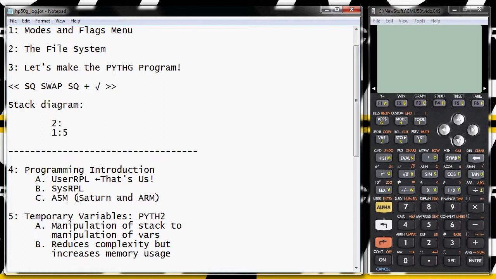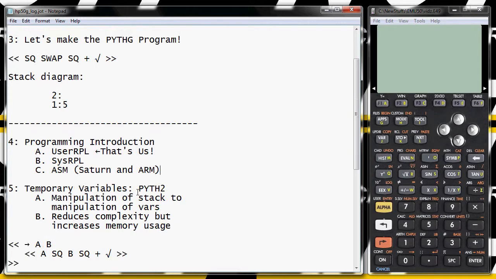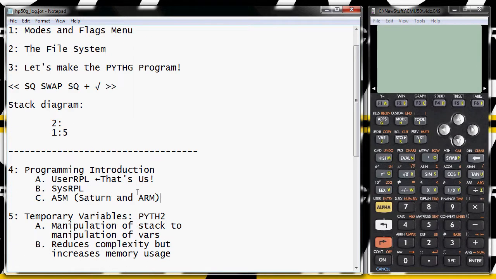Lastly, we have assembler, and there are two assemblers. There is the Saturn assembler, which is because Saturn is the processor that's on your calculator, and we have ARM, which is a more generic assembler. And that's just direct machine language. Both System RPL and the assemblers, you have to compile these, and they're faster than User RPL, but they're also a little more risky because you don't have the error handling, and your calculator could crash if you program something wrong, and there's no real way of checking it for you, because that slows it down. That's why User RPL is slower.